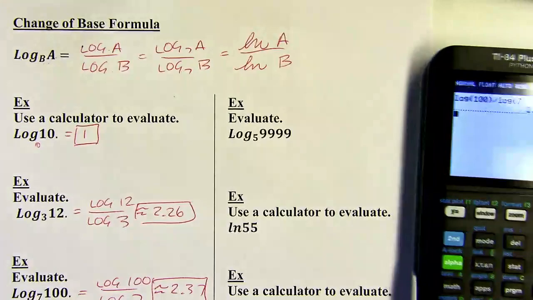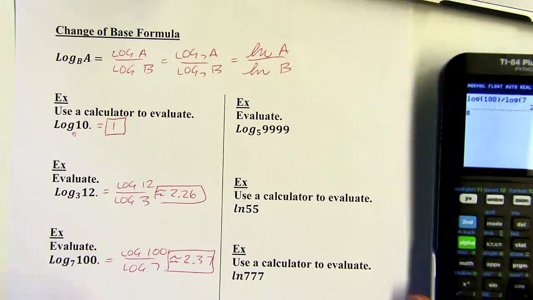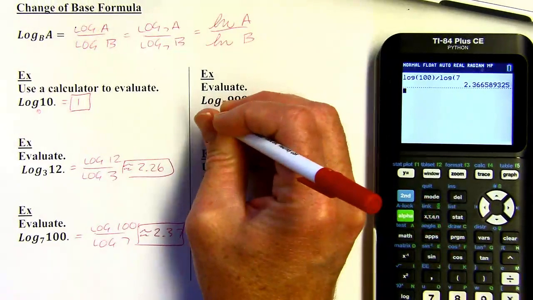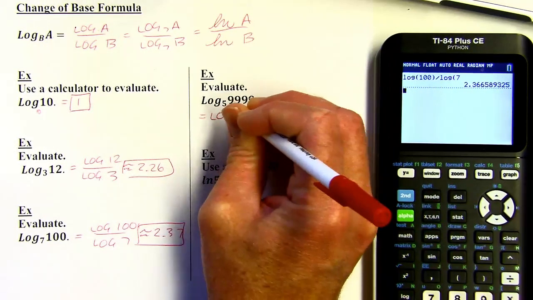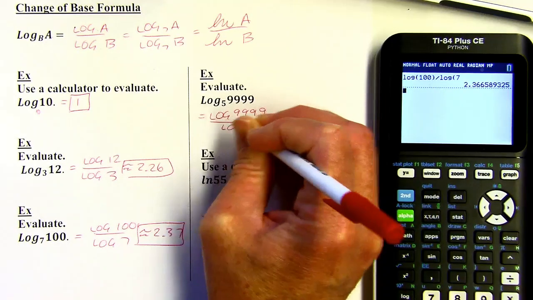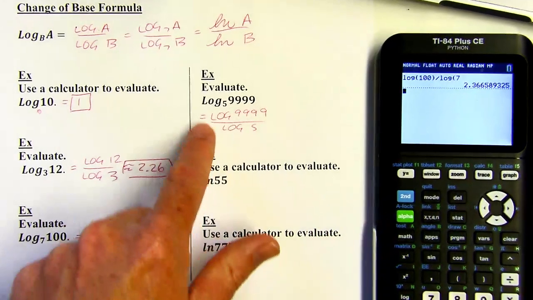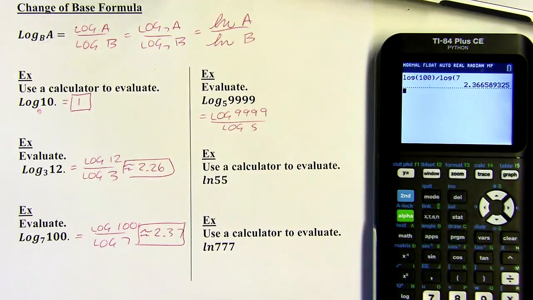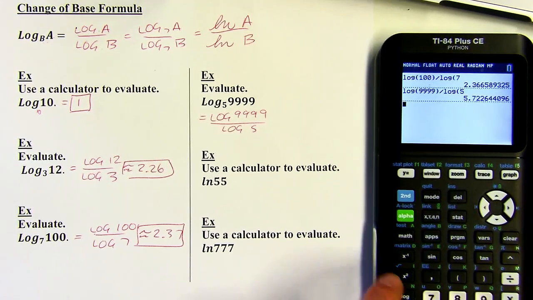All right, next up, zoom out a little here. This is going to be log of 9999 over log of 5. By the way, you could also do this as natural log of 9999 over natural log of 5. So let's test this out to see if those both come out the same. Okay, close those parentheses, divide by log of 5. Got that decimal. Let's just test it out.